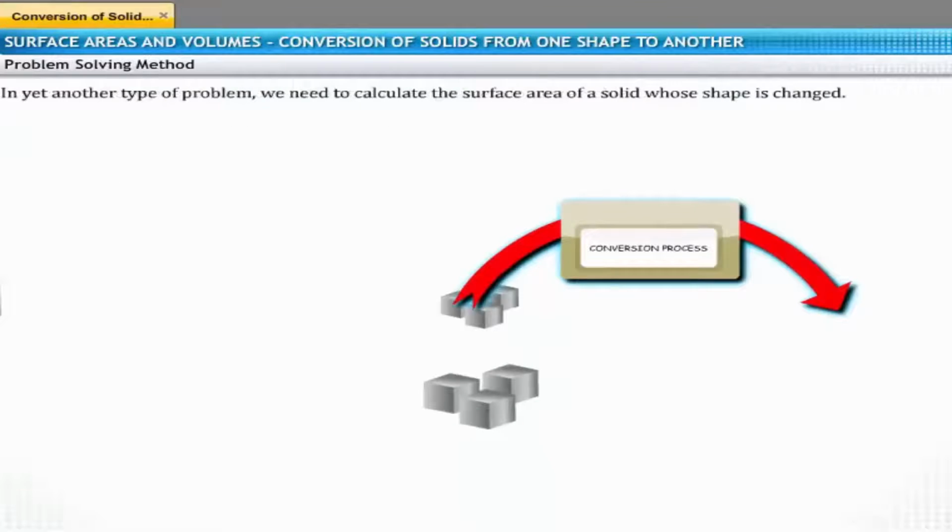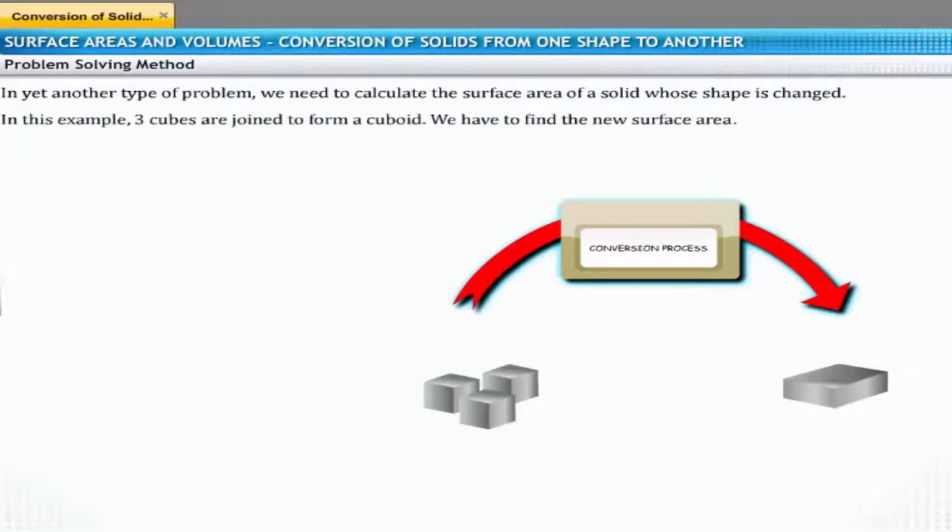Yet another type of problem that we may be asked to solve is if the shape of an object is changed. We have to determine the resulting surface area. For the example on the screen, we convert 3 equal cubes of side 2 centimeters to a 6 into 2 centimeter cuboid. We are asked to find the total surface area of the cuboid.